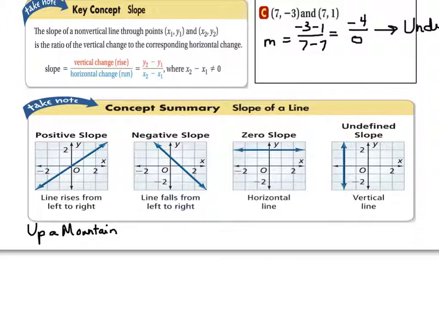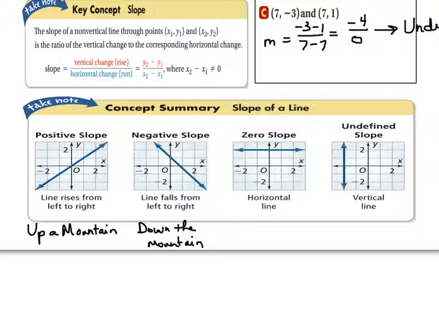Think of that as you're going up a mountain. You start low and you're going high. Negative slope falls from left to right. This here, I think you're going down the mountain. You start high and you end up going low. And I'm thinking of this from left to right.